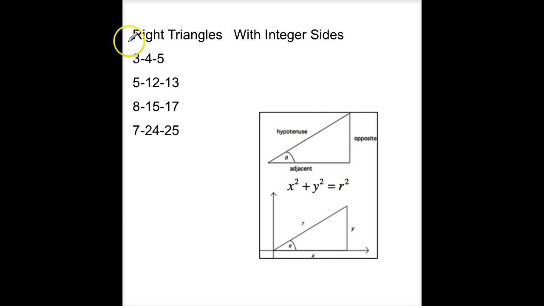Another thing you really need to remember are the right triangles with integer sides. If you see a right triangle with these integers, these do appear on the non-calculator part of the test, and you just need to be able to recognize them. And you need to be able to recognize multiples, especially of the 3, 4, 5 right triangle. So let's look at the point right here, the point -8, 6.